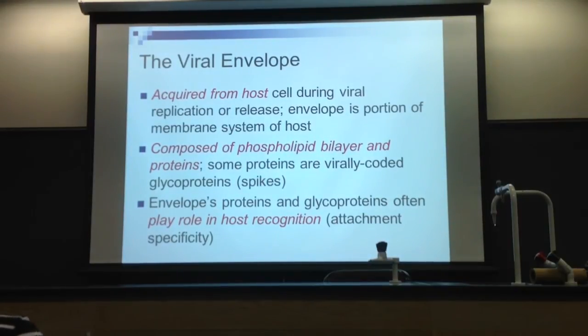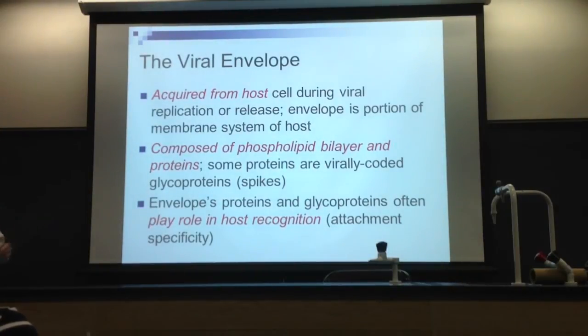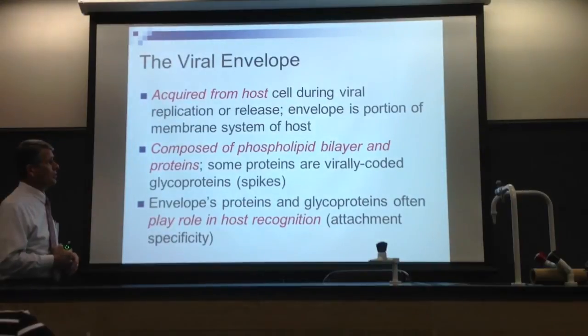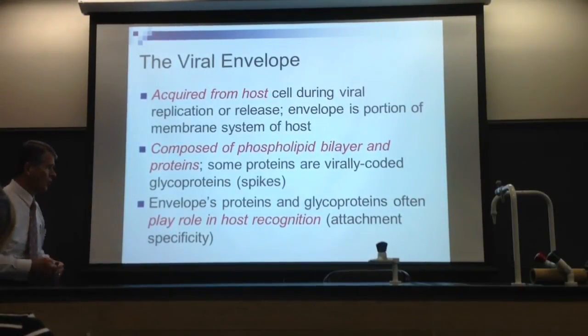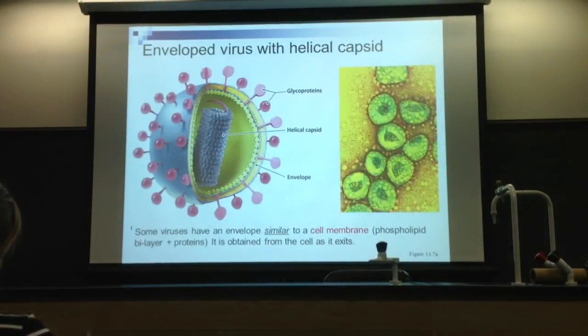We've said the viral envelope does come from the host cell during viral replication and release. It's composed of a phospholipid bilayer and proteins because that's what the cell envelope is. It's a phospholipid bilayer. Virally encoded glycoproteins or spikes, and they play a role in the host recognition, the attachment specificity. Much of that we've said.